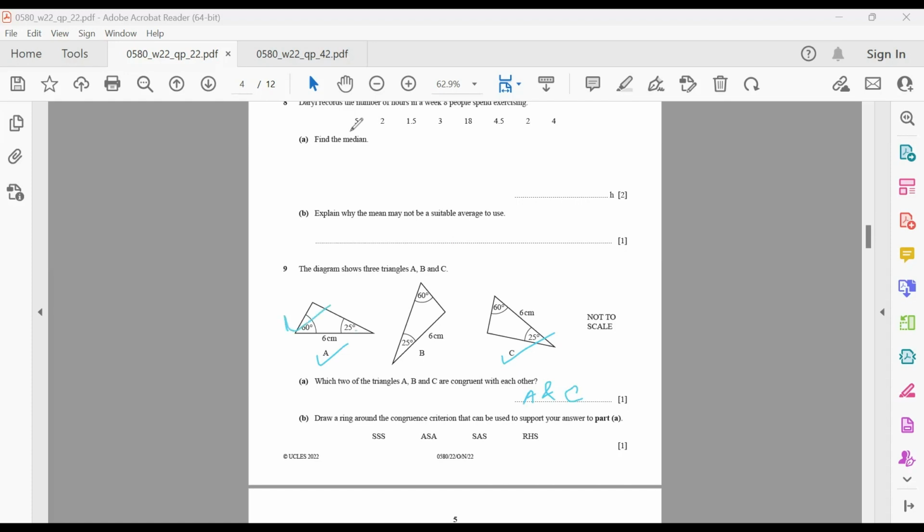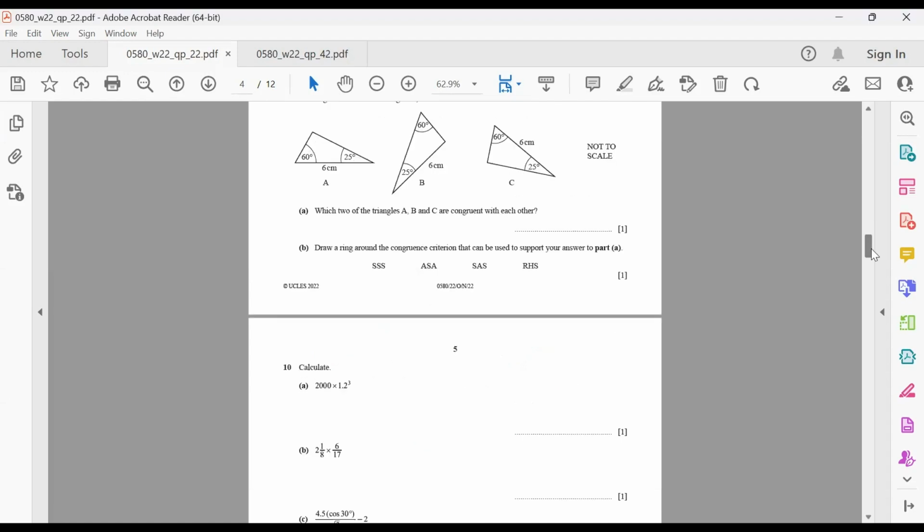And if you noticed, we use the two angles and the side. So if we had to choose the criterion that we use, it would be angle, side. Therefore, we circle this one.